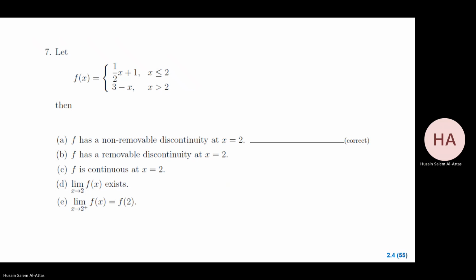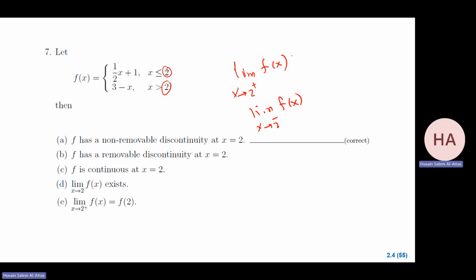Okay, I need to check the removable discontinuity at 2. For sure, 2 is my concern. So I need to check the limit as this goes to 2 from right, and check the limit as it goes to 2 from left. If they are equal, I check f of 2. If they are equal, then it's continuous. If the limits are not equal to each other, left or right, then it's not a removable discontinuity.